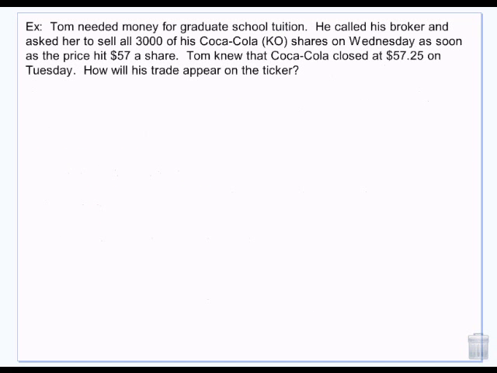Tom needs to go to graduate school. So what I would like you guys to write down is 3,000 shares of Coca-Cola, price, close. All right, so he wants to sell his shares of Coca-Cola because he needs to have money for graduate school. You got to pay that tuition. So he wants to sell all 3,000 of his shares, and so we want to create what the ticker would look like.